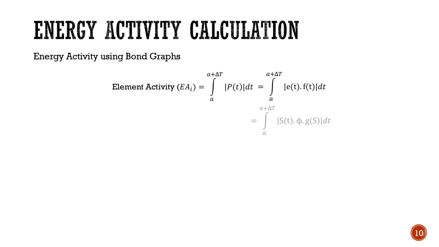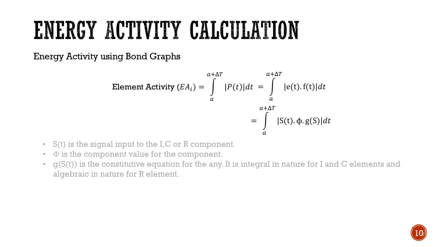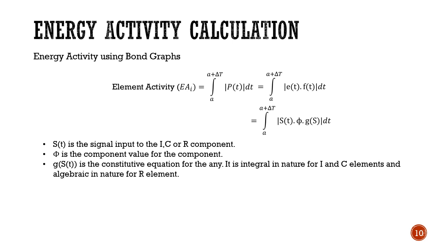Calculation of energy activity is very easy and direct using bond graphs, as energy activity is the integral of the absolute value of power. Power of an element can be directly calculated using a bond graph as the product of effort and flow related to that element. The energy activity can be found using this equation. In this equation, S is the signal input to the element, phi is the numeric component value of the system, and Gs represents the constitutive equation that governs the element.